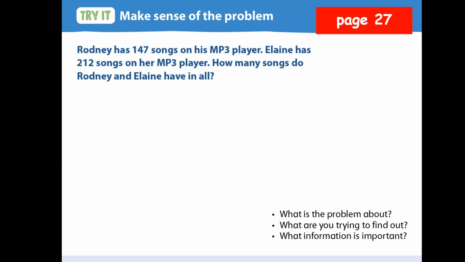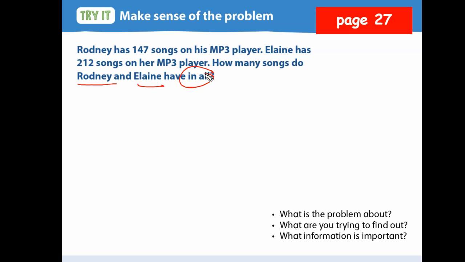All right, now go to page 27 in the math book. Okay, it says Rodney has 147 songs on his MP3 player, like an iPod. Elaine has 212 songs on her MP3 player. How many songs do Rodney and Elaine have in all? Okay, so they want you to do how many do they both have together in all? Okay, and this lesson is about adding, right?